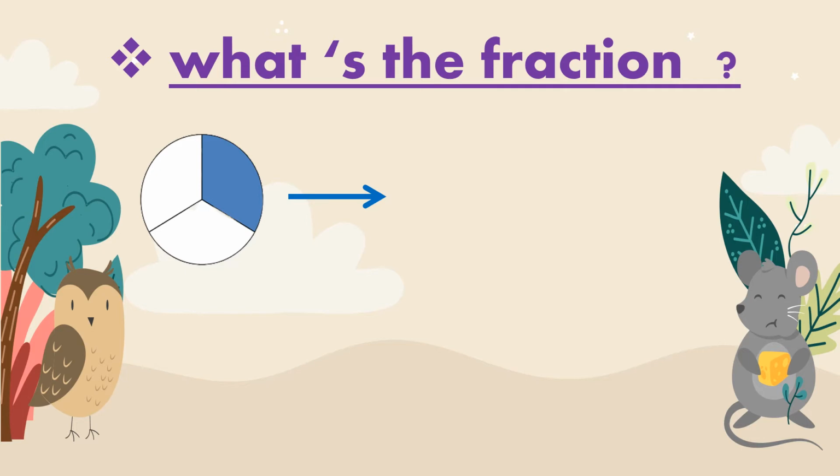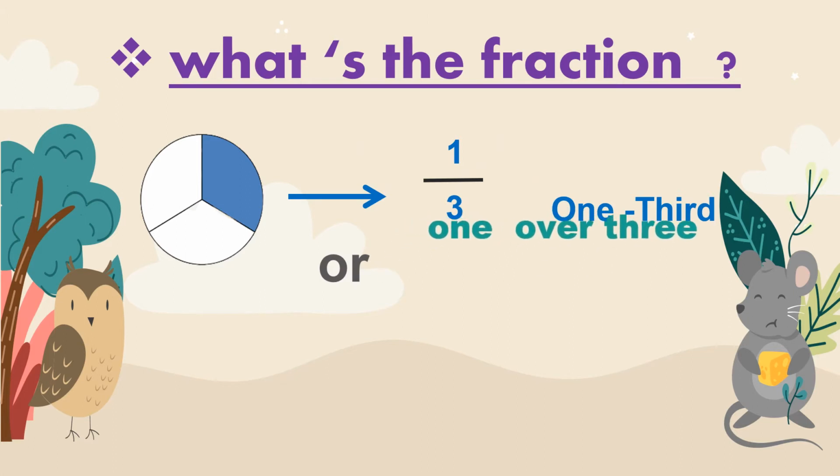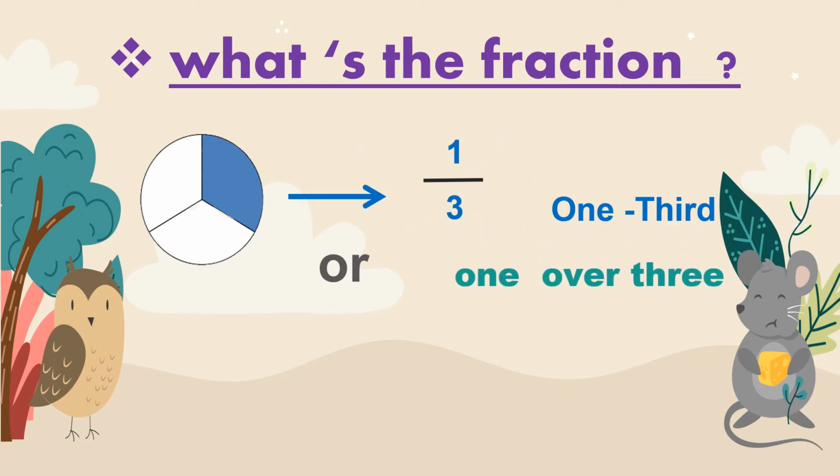1, 2, 3. And I have one part colored. Remember the definition: the number of the colored parts over the total parts. So how can I write this in the fraction? I will write 1 over the 3 parts. How can I read this? 1/3 or 1 over 3.